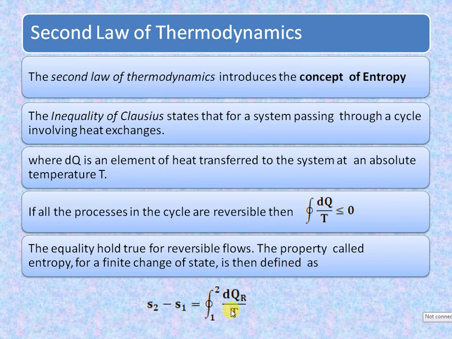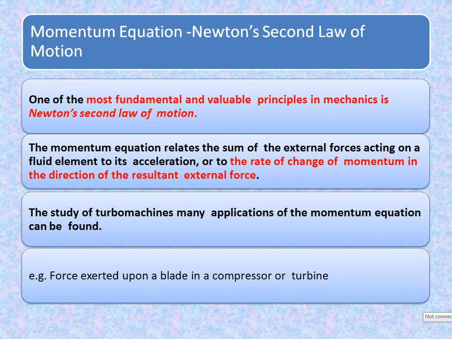Entropy is nothing but molecular disorder. So S2 is the entropy after the process, and S1 is the entry side entropy, and the equation for entropy is here. The next law is the momentum equation, also known as Newton's second law of motion. One of the most fundamental and valuable principles in machine mechanics is Newton's second law of motion.